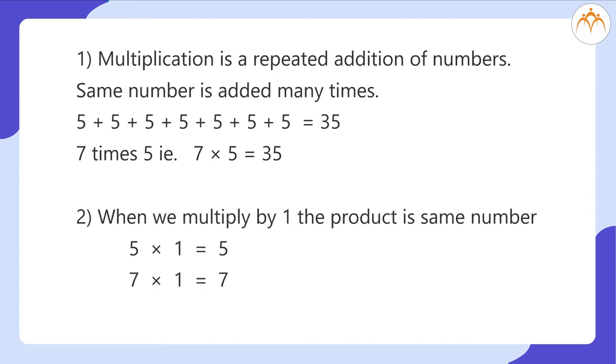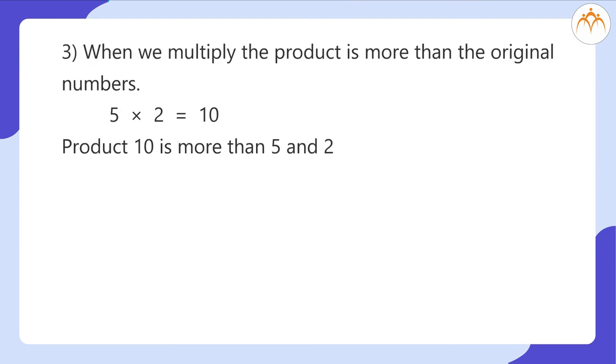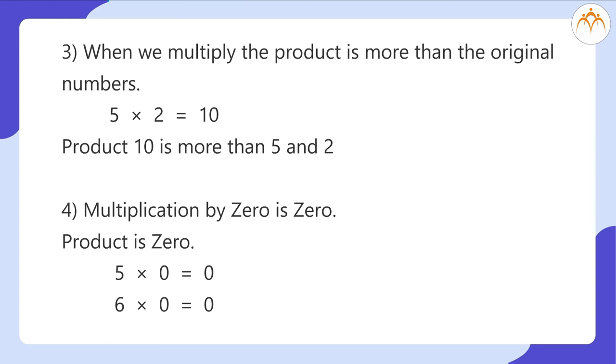2. When we multiply by 1, the product is the same number. 5 multiplied by 1 equals 5. 7 multiplied by 1 equals 7. 3. When we multiply, the product is more than the original numbers. 5 multiplied by 2 equals 10. Product 10 is more than 5 and 2. 4. Multiplication by 0 is 0. Product is 0. 5 multiplied by 0 equals 0. 6 multiplied by 0 equals 0.